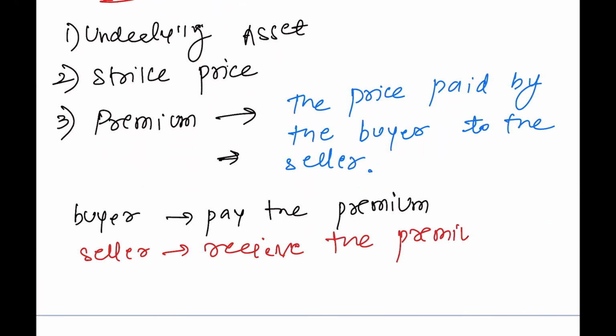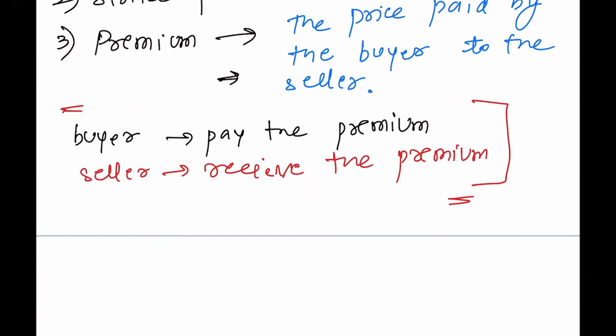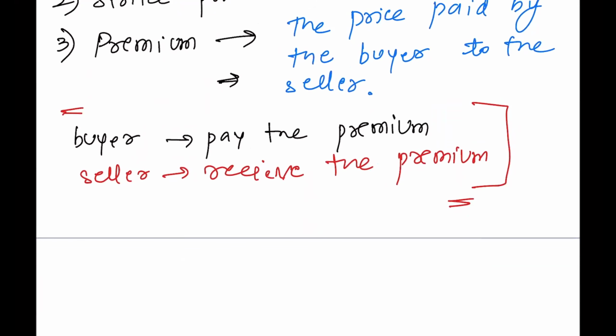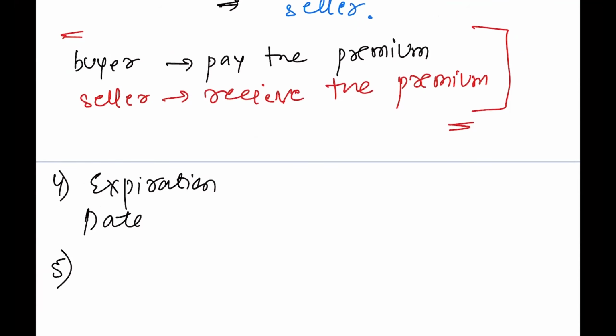Always, this is very important, guys. There's one more concept which I'll cover. The fourth characteristic is expiration, or let's say expiration date, which is nothing but when your contract is about to expire. And the last is the exercise style, and this is also very important.